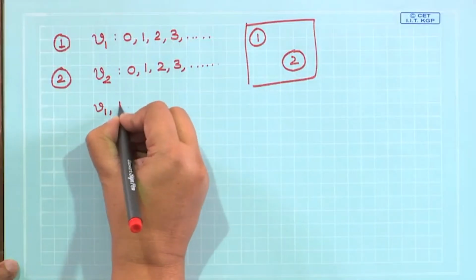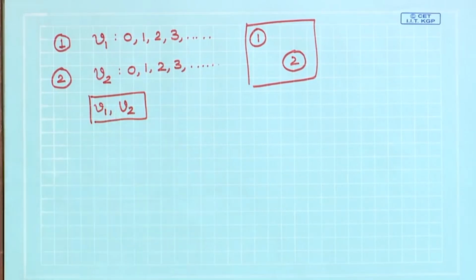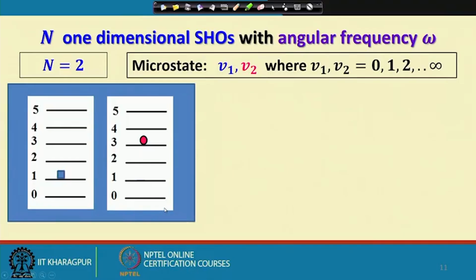Now, the question that we ask is, for a composite system that is constituted by two such simple harmonic oscillators, how do I define the microscopic state? The microscopic state obviously now will be defined in terms of two quantum numbers V1 and V2. So, let me have an example of how to define the microscopic state in terms of these quantum numbers. So, this is a typical microscopic state.